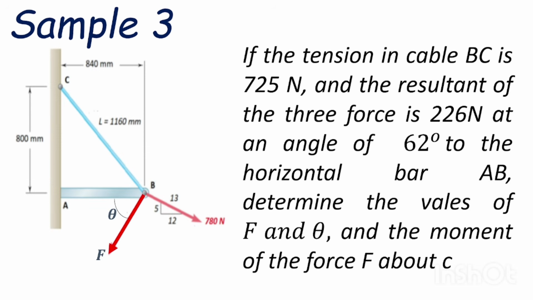So we're going to quickly look at the third angle of this question. In this case, we're given the tension in the cable BC to be 725 and the resultant of the three forces to be 226 newtons at an angle of 62 degrees.